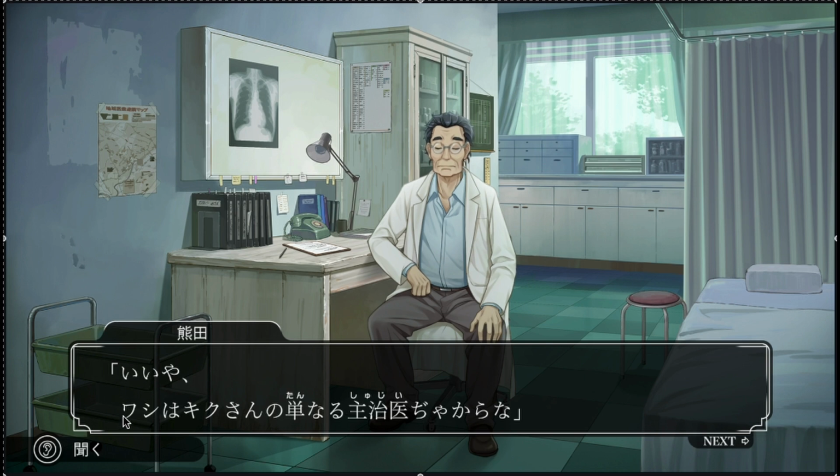いや、わしは菊さんの単なる主治医じゃからな。Okay, so iya is like a way of saying no. Kikusan no tannaru. Tannaru, mere, simple, just a simple shuji. So I think that's like family doctor maybe? Physician. One's family doctor. Okay.